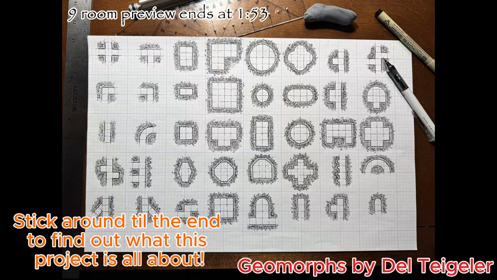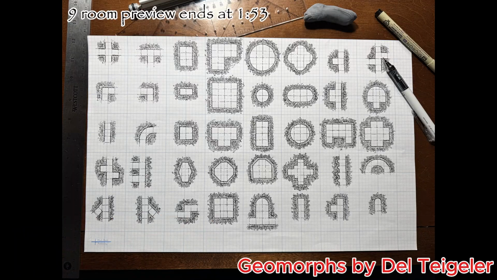And this is Geo-morphs. I'm going to draw 40 of these guys, and we're going to work on it and talk about Geo-morphs. We're going to talk about different rooms and what we can put in rooms, the overall process. It's going to be a good time. So hopefully stick around through the whole thing.